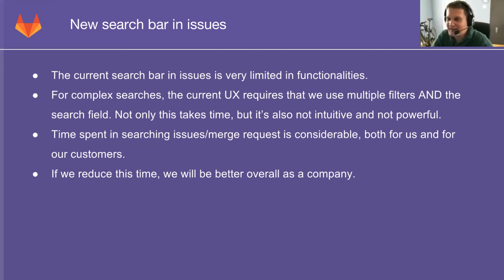New search bar in issues. This is not a new direction feature, but everything that I'm going to talk about now is more like goodies that I think you should be aware of when you are talking to customers, just to excite them about what we are going to ship. At the moment, the current search bar in our issue tracker is very limited in functionality. It's a bit of a pain, to be honest, to do complex searches. And the longer you spend trying to search for something, the more of a waste it is, right?